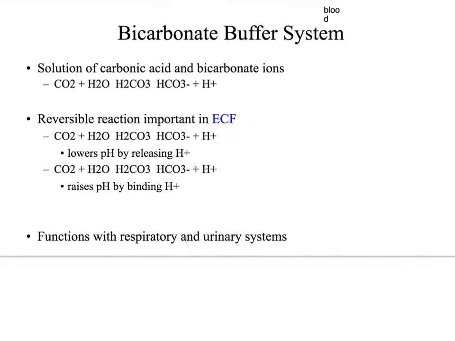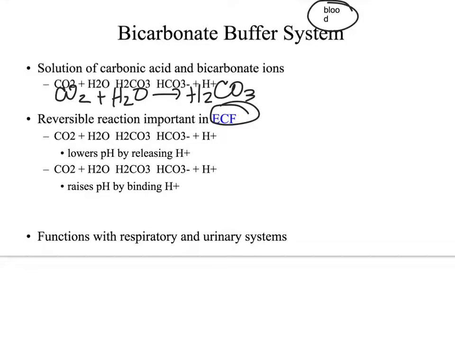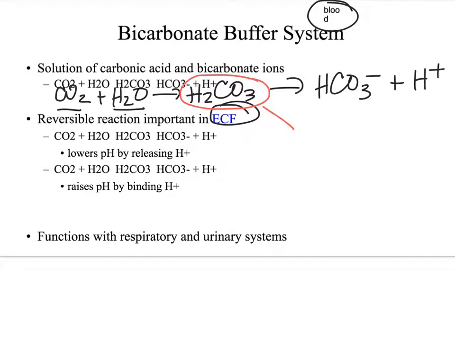So the bicarbonate system is very important in your blood. That's where we're going to find it, in the extracellular fluid. If we look at this, it's CO2 plus water. Carbon dioxide plus water leads to H2CO3, and that's going to break down and give us HCO3 negative plus hydrogen ions. So carbon dioxide and water you're okay with. This compound here is called carbonic acid.